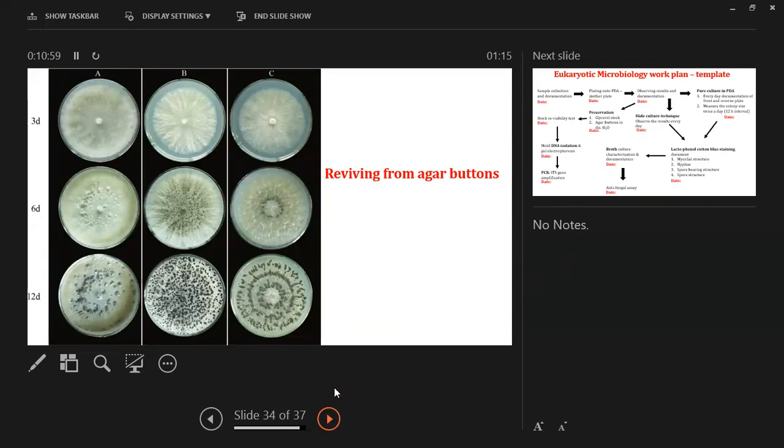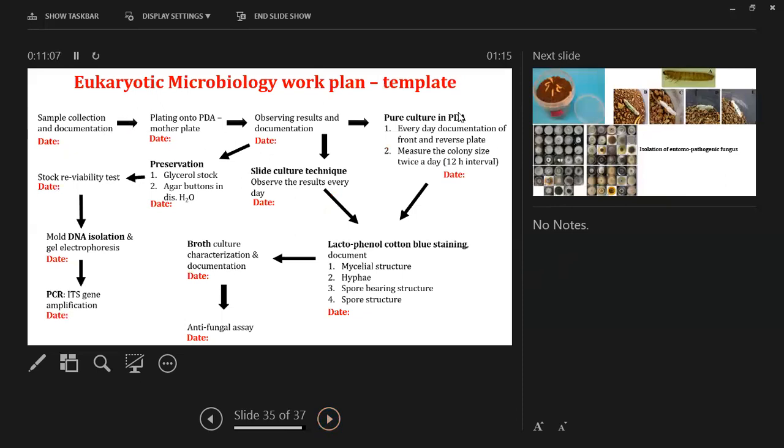After preserving, if you just pick an agar button and put it in the center of the PDA plate, you will see the entire fungus coming. So to identify a fungus, this is the protocol or flow I will suggest. With traditional taxonomy, you will end up knowing what macro and micromorphological features you can see.